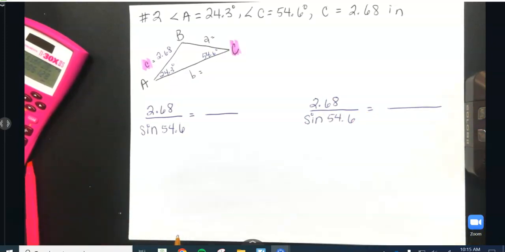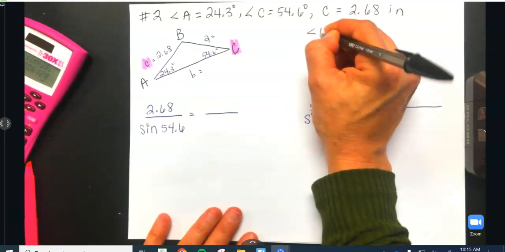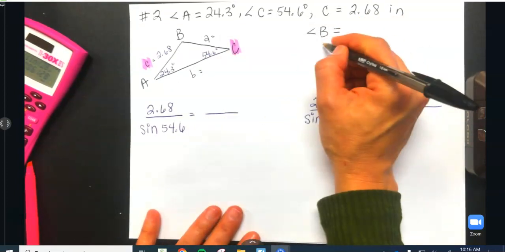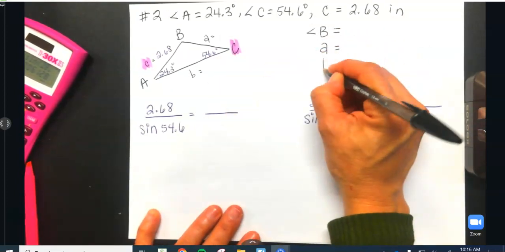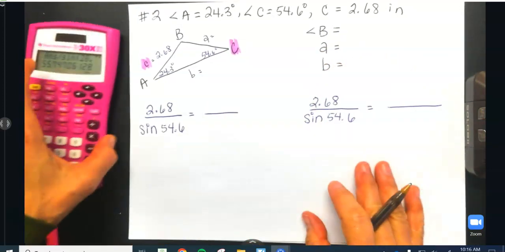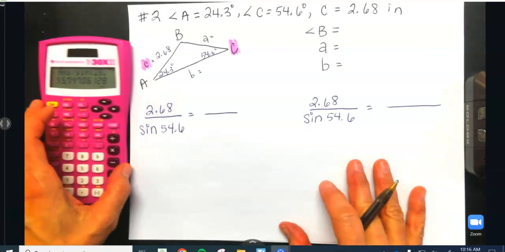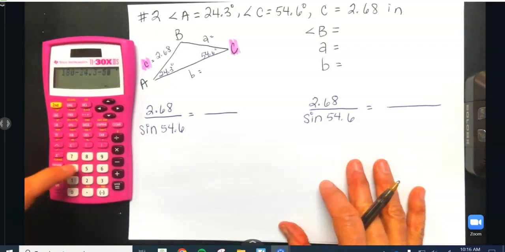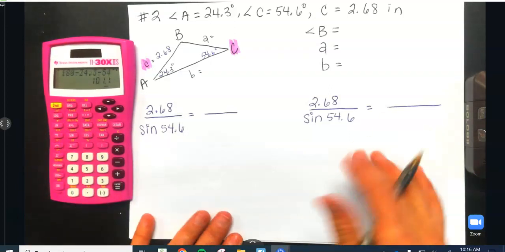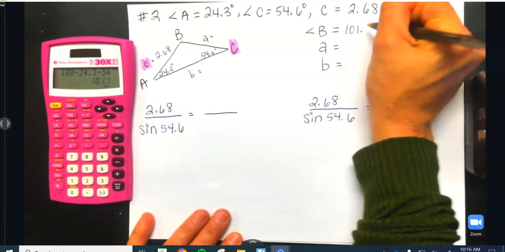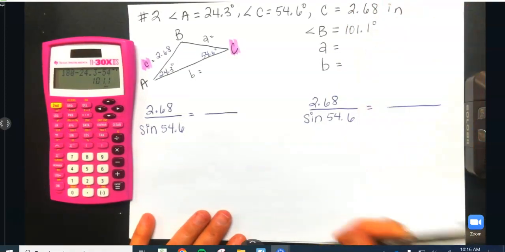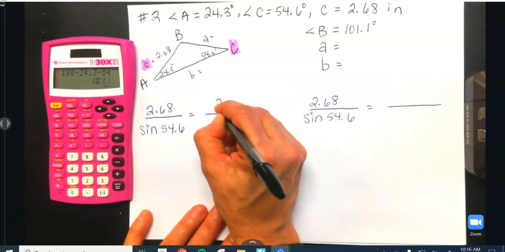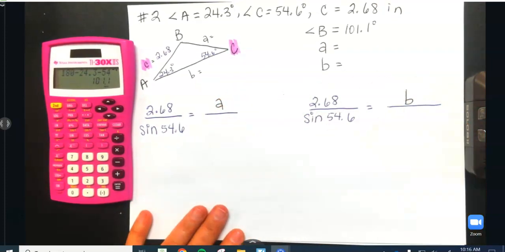All right, so what else do we need to find? Well, we need to find angle B. Remember, that's the easy part. That's just 180 minus the stuff. I need to find leg A, and I need to find leg B. Let's go ahead and find angle B. So just 180 minus 24.3 minus 54.6. So angle B is 101.1. Cool. And then, y'all, I'm just going to go in alpha order. So I'm going to find A first, then I'm going to find B.